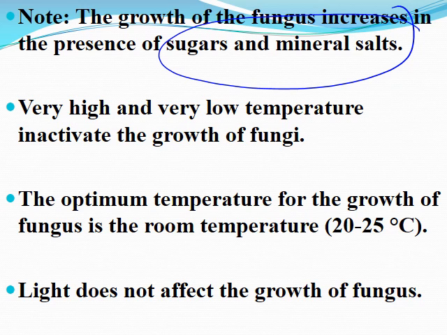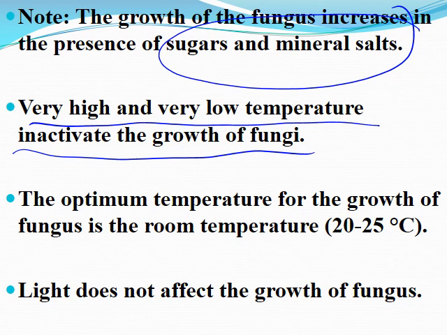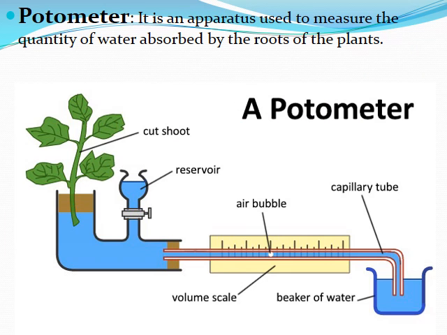You have to know that very high and very low temperatures inactivate the growth of fungi. The optimum temperature for the growth of the fungus is room temperature, about 20 to 25 degrees Celsius. Light does not affect the growth of fungus. A potometer is an apparatus used to measure the quantity of water absorbed by a specific plant or the roots of the plants.